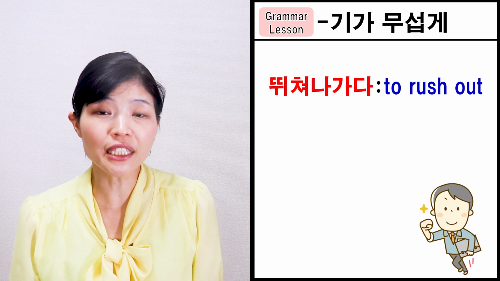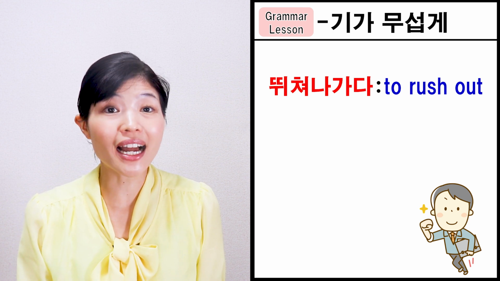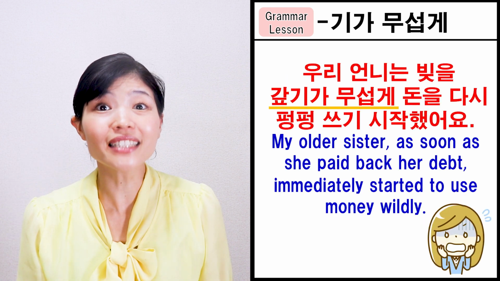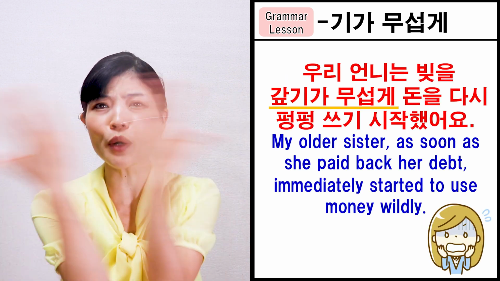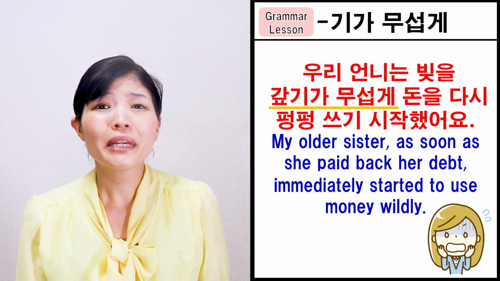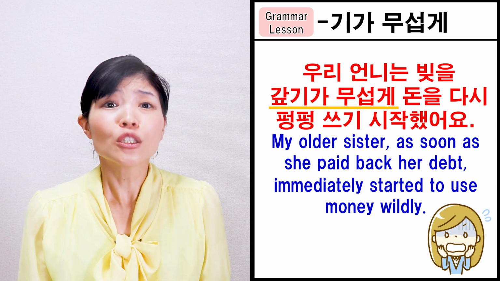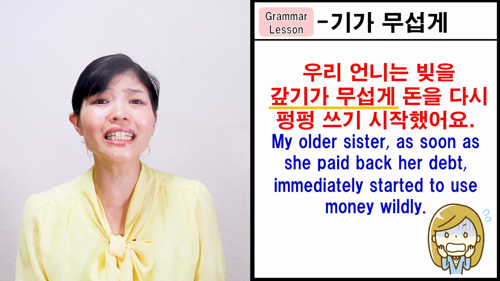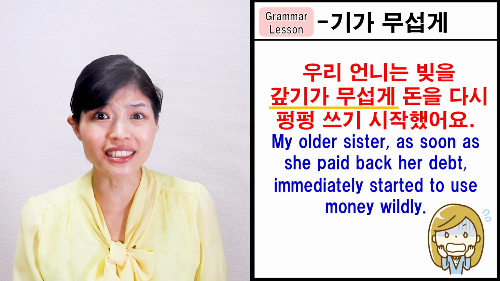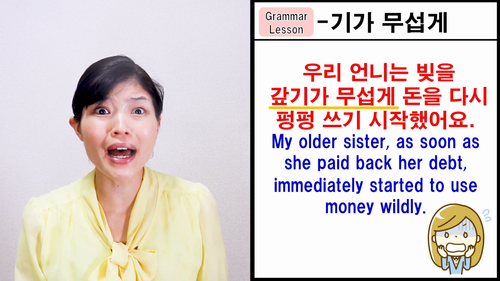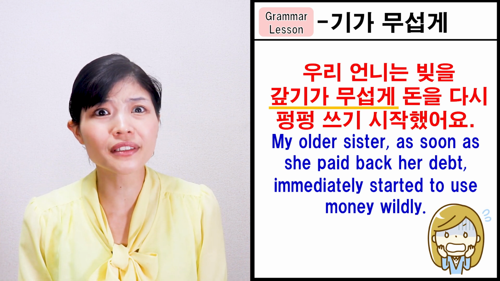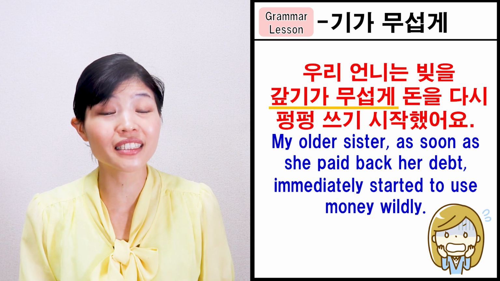When you use this expression with a phrase like 뛰쳐나가다 to rush out, you can express the swiftness of the action. The next example is also expressing the quick change in a situation. Let's see it together. 우리 언니는 빚을 갚기가 무섭게 돈을 다시 펑펑 쓰기 시작했어요. My older sister, as soon as she paid back her debt, immediately started to use money wildly. Ta-da! Oh no! This type of older sister is so troublesome for the younger sister, right?